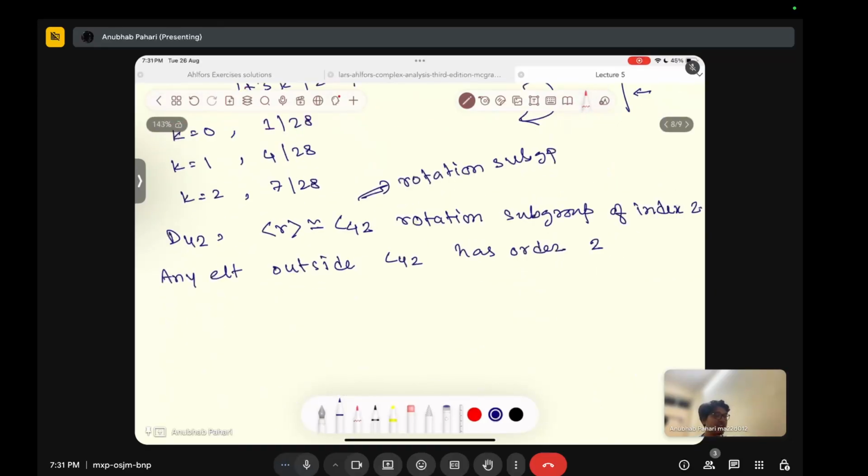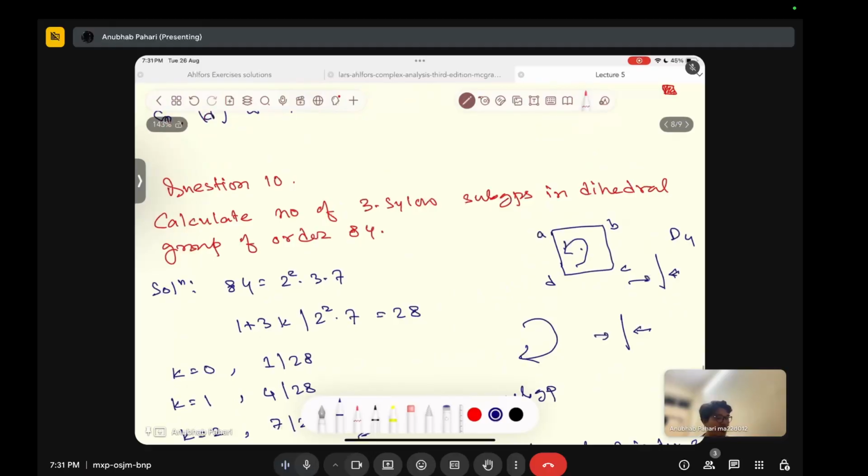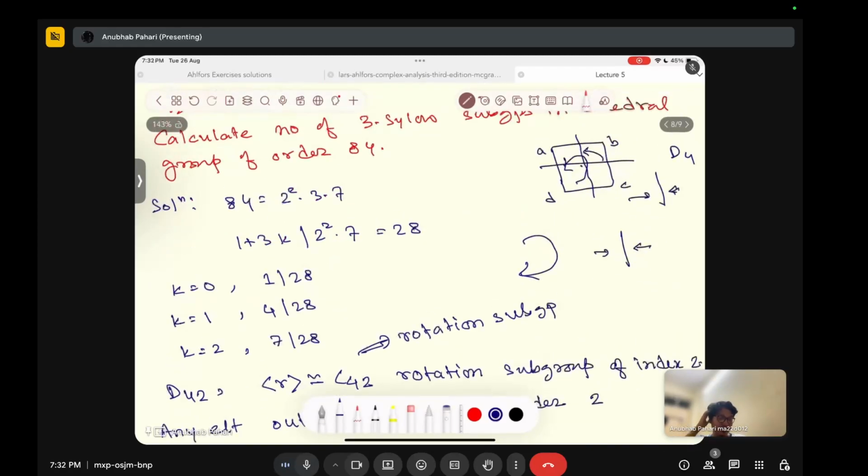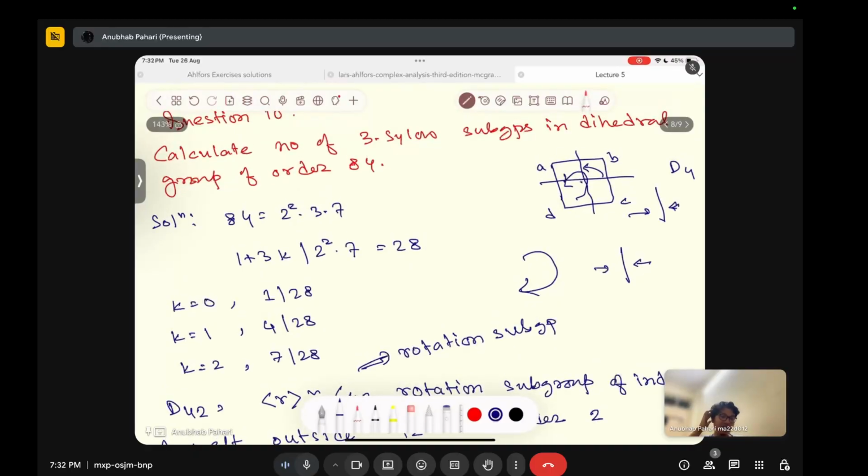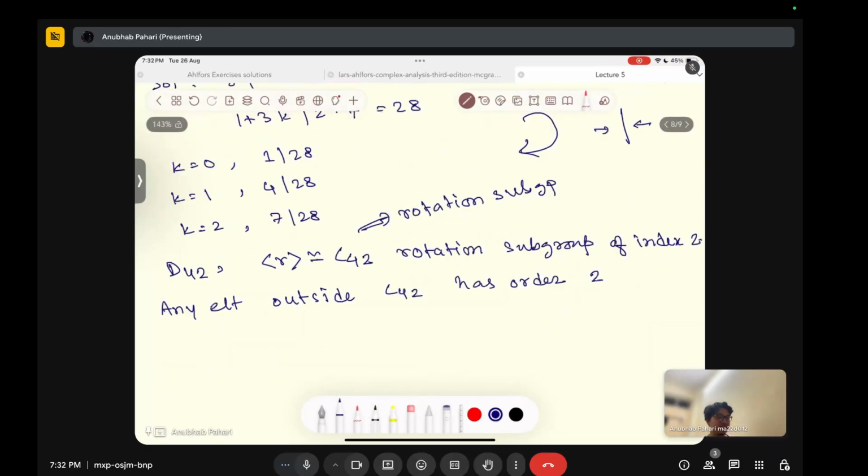Since this subgroup has index 2, and this is a cyclic group, for a square you divide 360 by 4 and rotate by 90 degrees; that is the generator. For 42, the generator should be the rotation by 360 over 42 degrees. So any element outside this C42 has order 2, right?